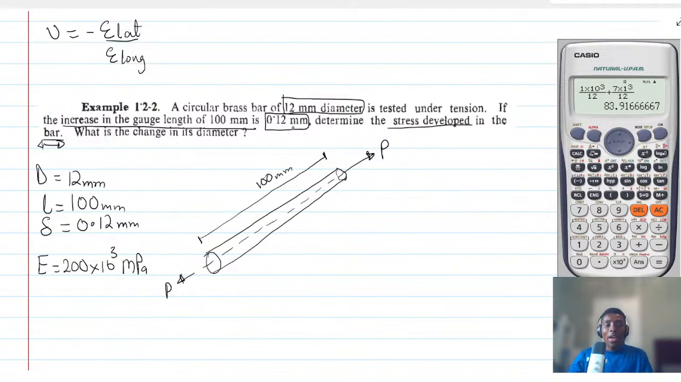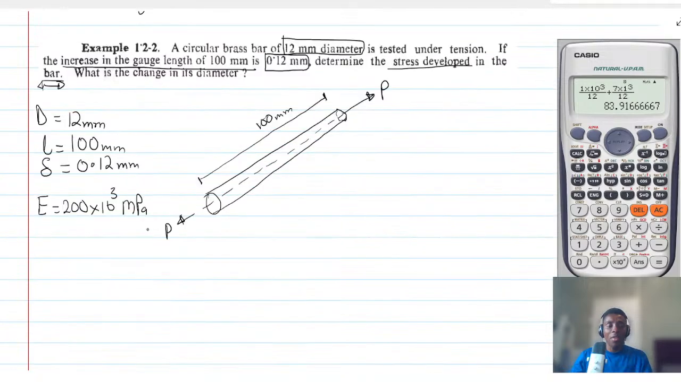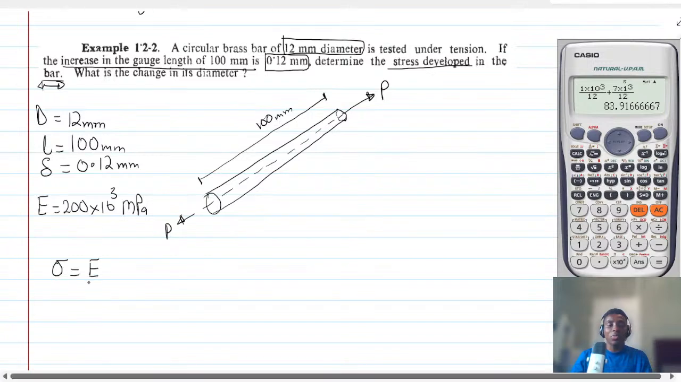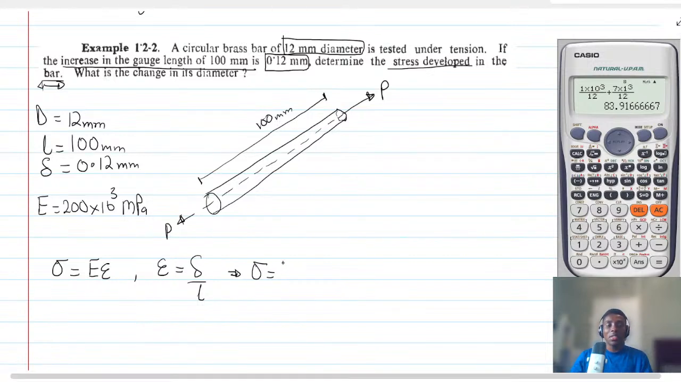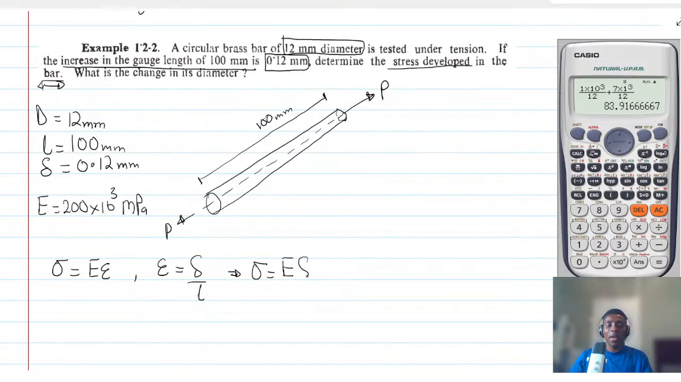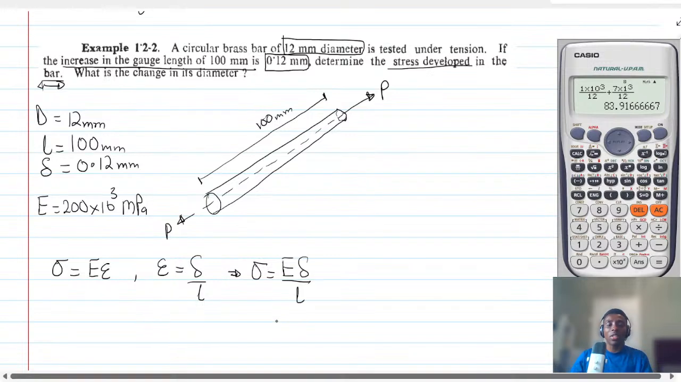So how can you find the stress? It's very simple. Stress is Young's modulus times strain. But what is strain? Strain is change in length over the original length, right? So I can say that stress is Young's modulus multiplied by change in length over the original length. Very simple and straightforward.